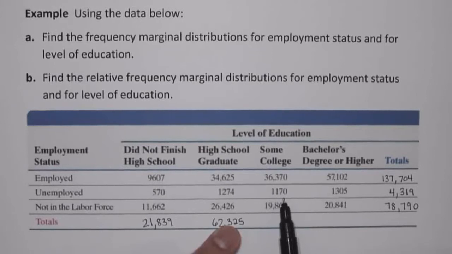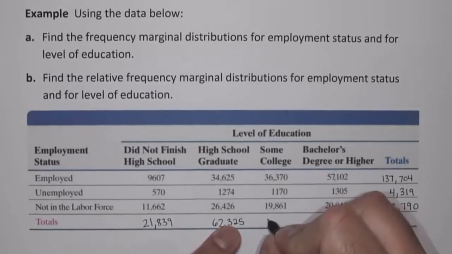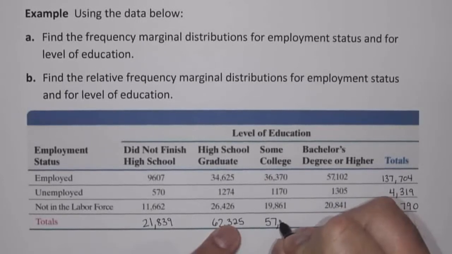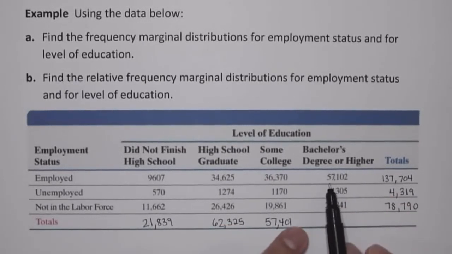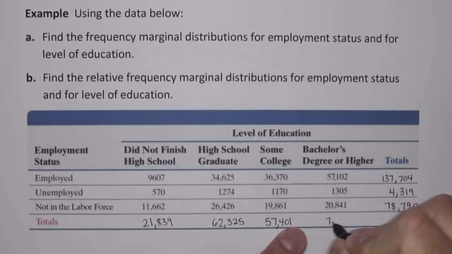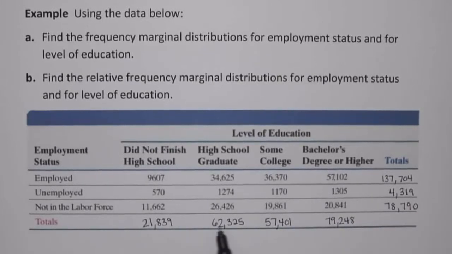If we add up 36,370, 1,170, 19,860, that adds up to 57,401. And if we add up the 57,101, 1,305, and 20,841, that adds up to 79,248. So this is the frequency marginal distribution for level of education. In November of 2018, now again, these data are in thousands, so there were 21,839,000 individuals 25 and older who did not finish high school.